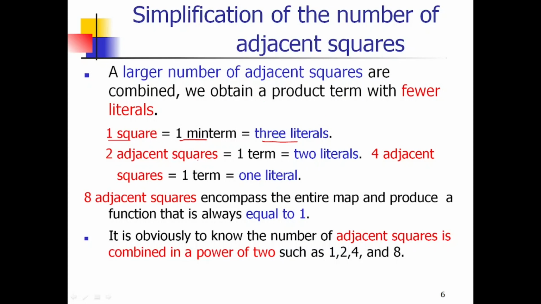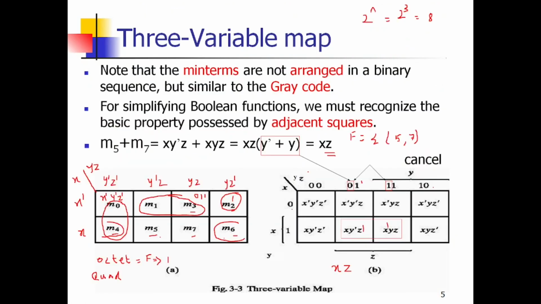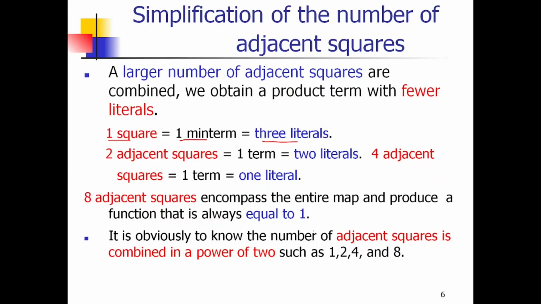And 2 adjacent squares, that is, we have said that it is a pair possibility, right? For that pair possibility, we are going to obtain a term that consists of 2 literals. Here we have discussed, right? So this is a pair possibility. For this pair possibility, what is the term we obtained? Xz. It consists of how many literals? x is 1 literal, z is another literal. So it consists of 2 literals.